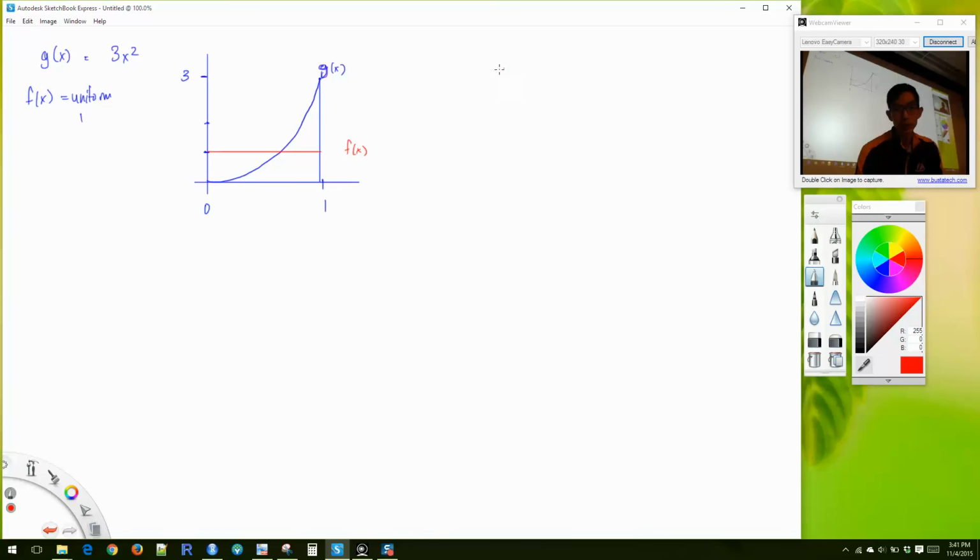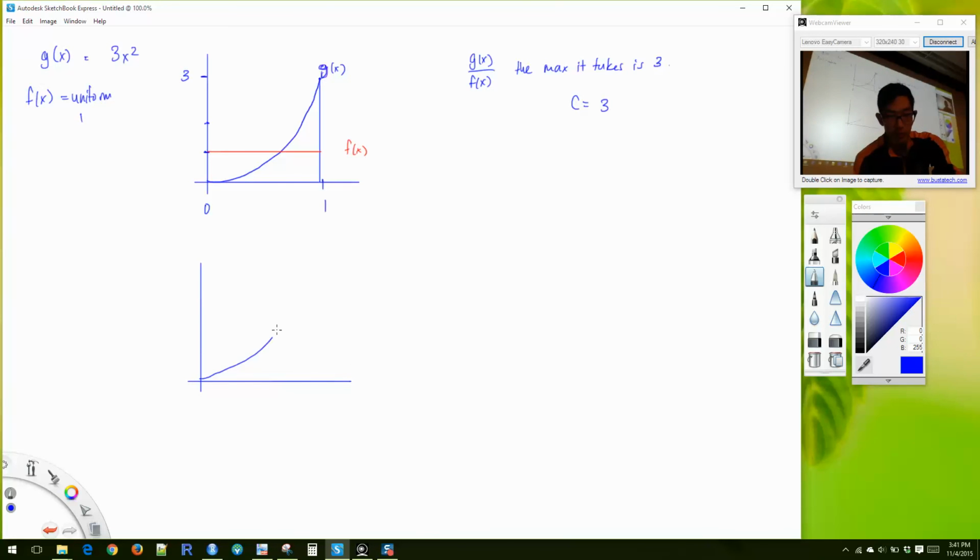So we're going to use c. If we look at g of x divided by f of x, the max value it takes is 3. So our c is going to be equal to 3. Basically we're just going to multiply f of x by 3. And so we pretty much have the same thing now, except f of x is up here. This is now 3 times f of x.